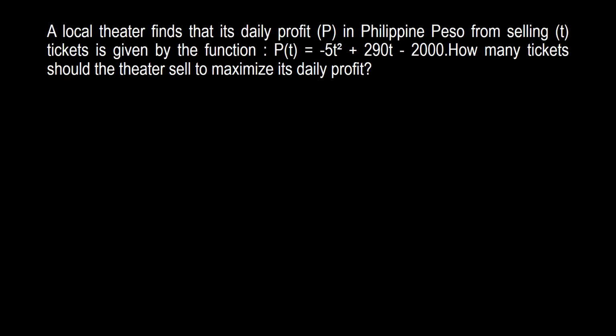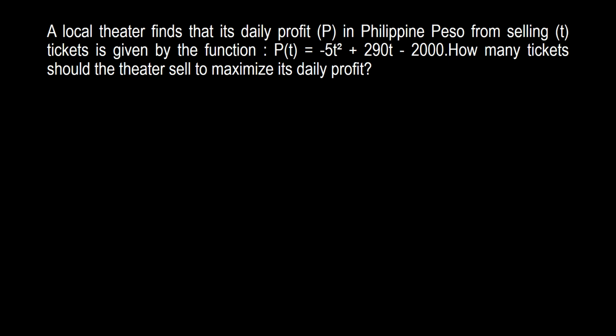Let's have our next problem. A local theater finds that its daily profit P in Philippine pesos from selling T tickets is given by the function P of T equal to negative 5T squared plus 290T minus 2,000. How many tickets should the theater sell to maximize its daily profit?